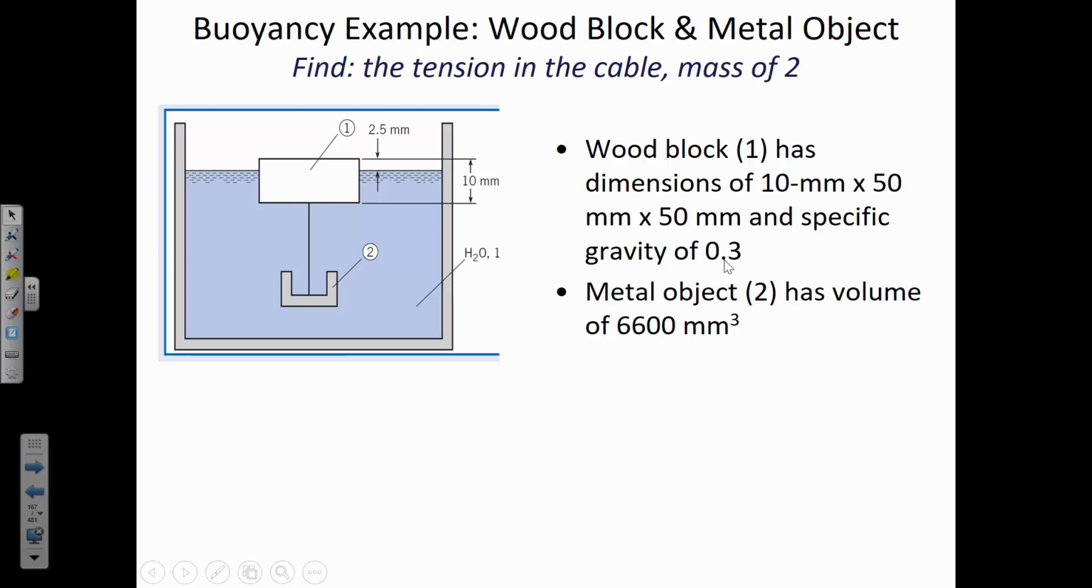Tension is up. What else? Weight down. We'll call that W2, since this is object 2. I'll call the previous one W1 for the weight of object 1, and F sub B1. Do I need to have T1 and T2? No, they're connected to each other. So the tension that's pulling block 1 down is the same tension that's pulling object 2 up. So I'm just going to call it T rather than T1 and T2. And then finally, the buoyant force, F sub B2, which is acting upward.